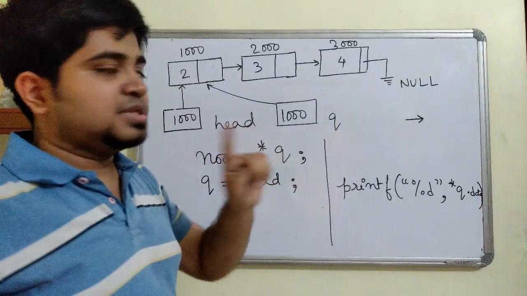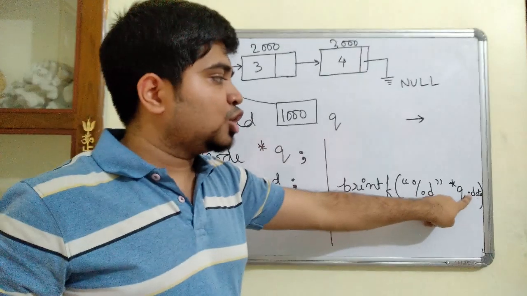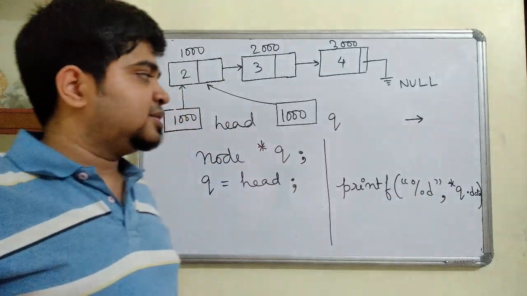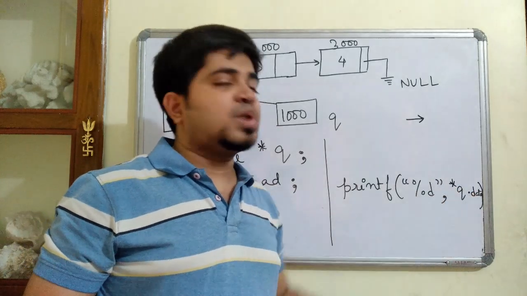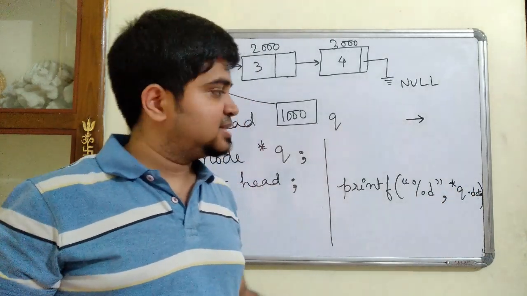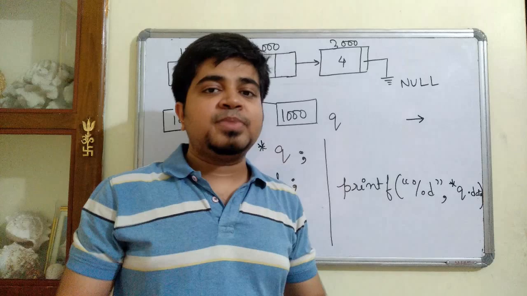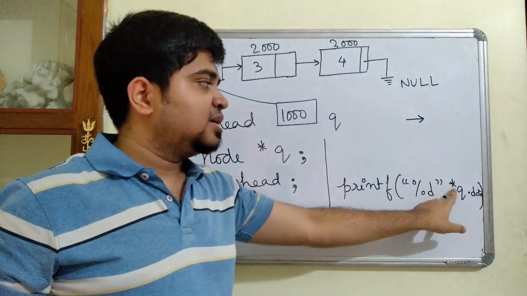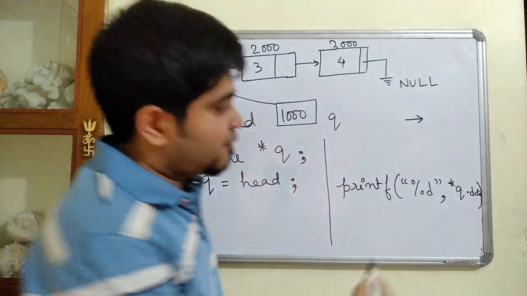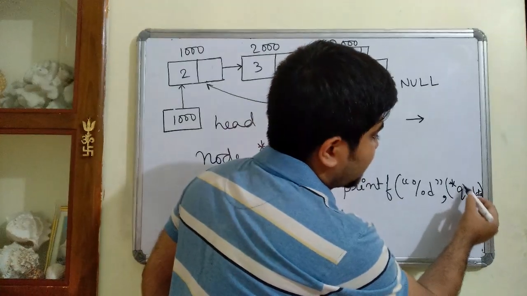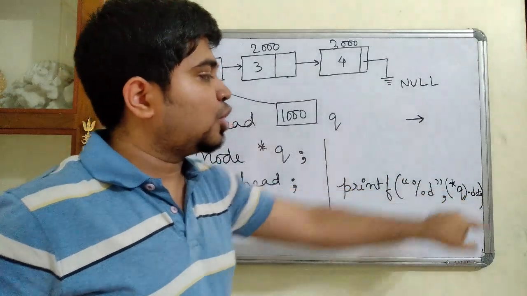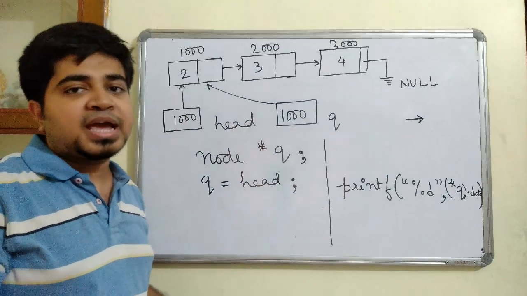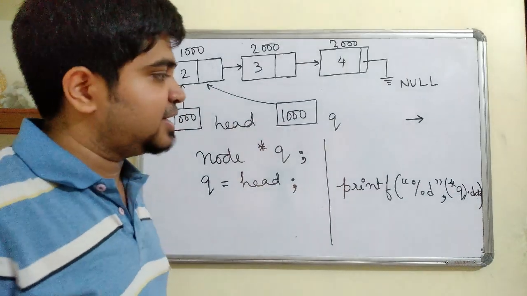Now there is one problem. The dot operator and the star operator: over here star has less precedence while the dot has more precedence. So Q dot data will be performed first, then the star, but we do not want that. For that very purpose we give a bracket over here. So star of Q in bracket dot data, star of Q in bracket dot next. This can be done, right?